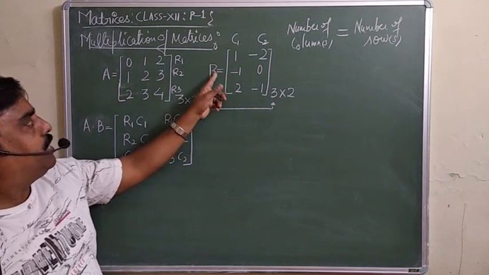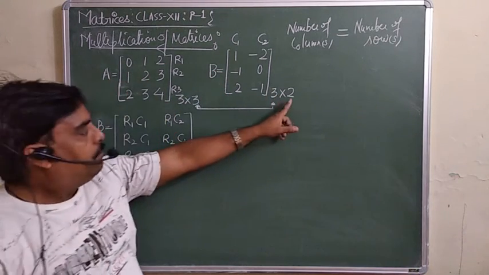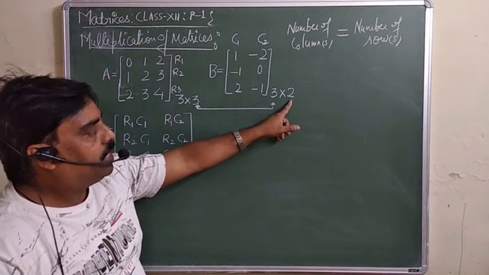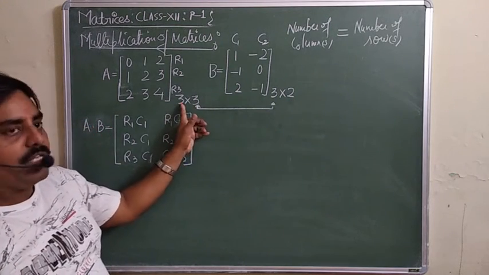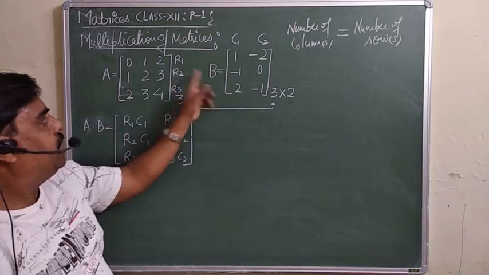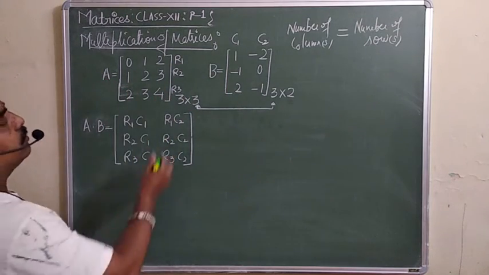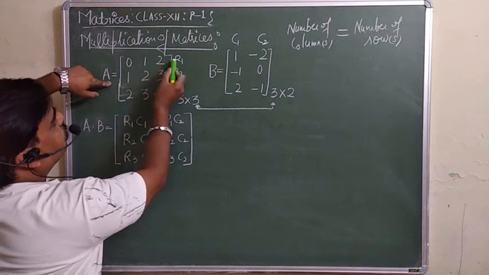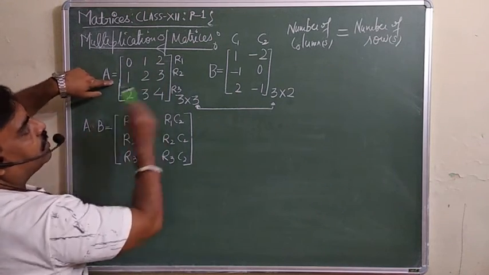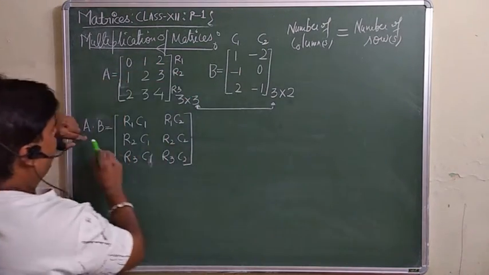Suppose you want to do B into A, you can't, because here the number of columns is 2, but the number of rows is 3. So this is not equal to this one. B into A you can't do, but A into B you can do. Now how can you multiply this? The method is there. These are your rows R1, R2 and R3. These are your columns. A into B you are doing.